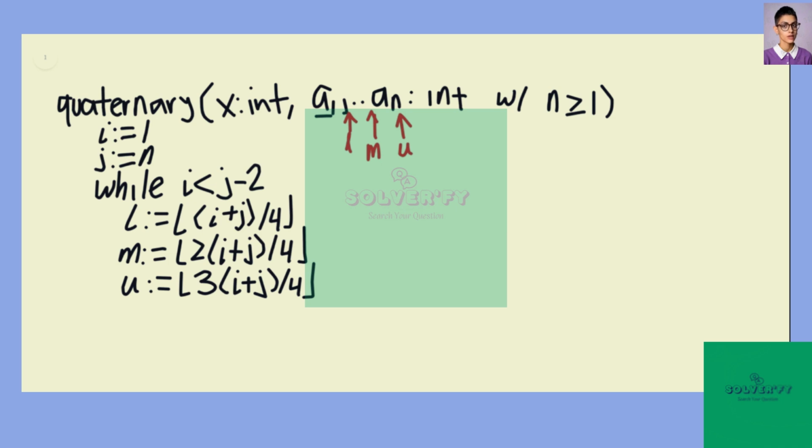And so now we want to say, well, if the item we're searching for is greater than or equal to the element in the list at this 3/4 index, then we're going to reset our left searching index to u plus 1.